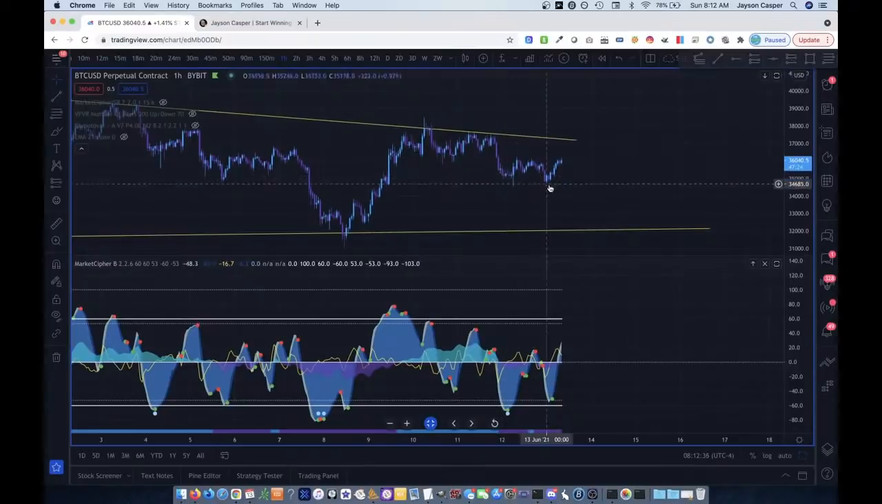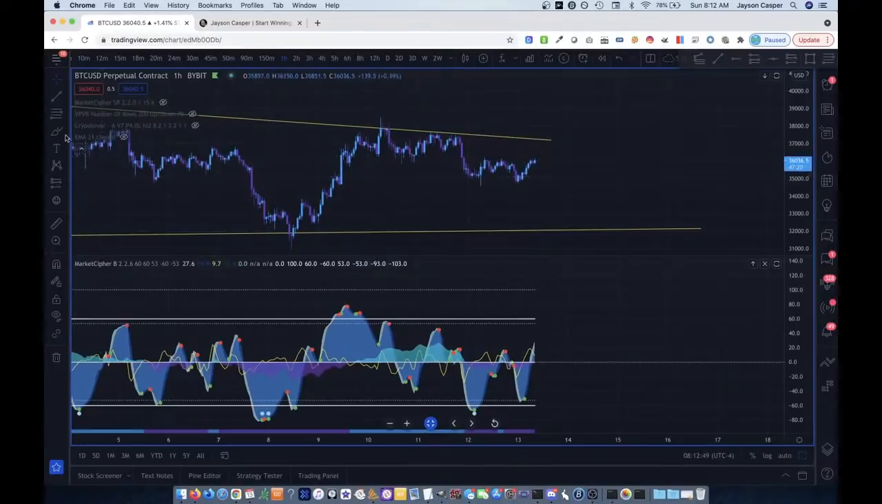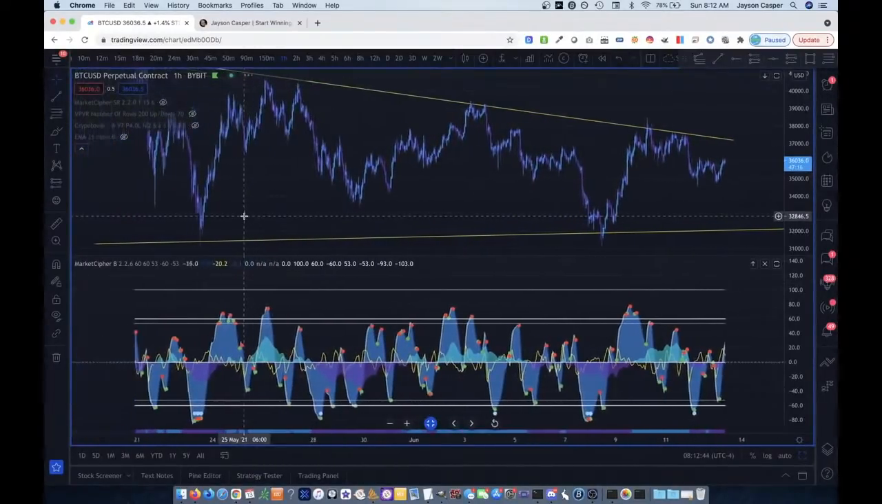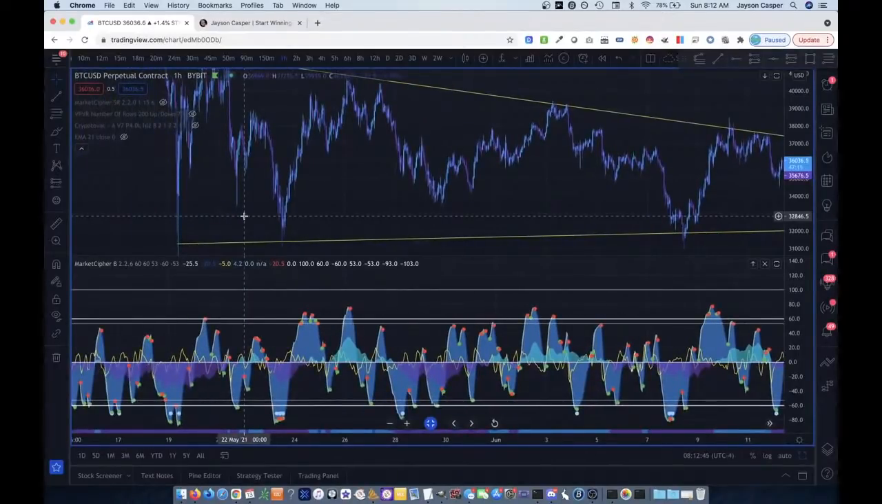I went over this divergence that was playing out that got us a nice move. So what I want to do now is go back in time and backtest this strategy, and just see if this is something that can actually work.